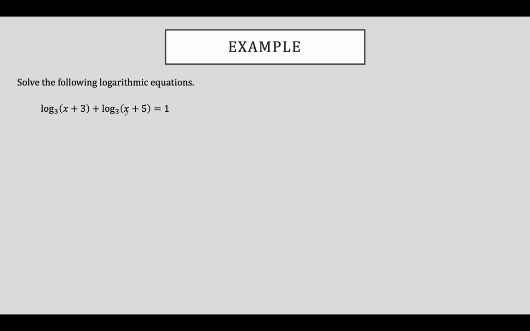Think back to some of our properties of logarithms that we covered back in section 3.3. Yes, we could actually combine these into a single logarithm. Addition of logs with the same bases condenses into a single log when we multiply the quantities inside of the log. So I can rewrite this whole left-hand side of the equation as log base 3 of x squared plus 8x plus 15 is equal to 1.